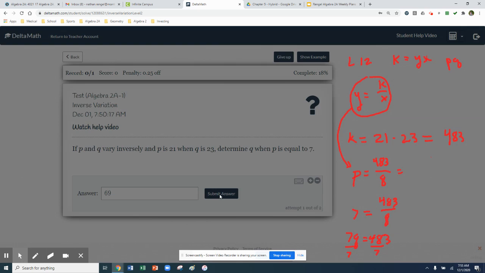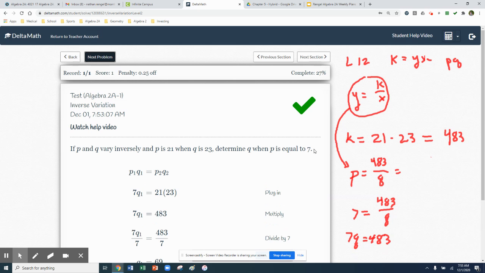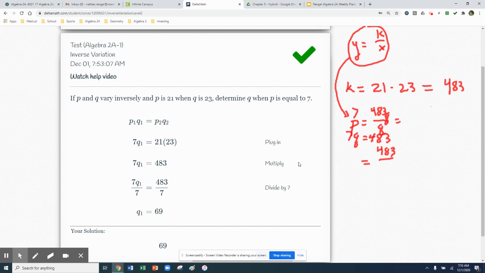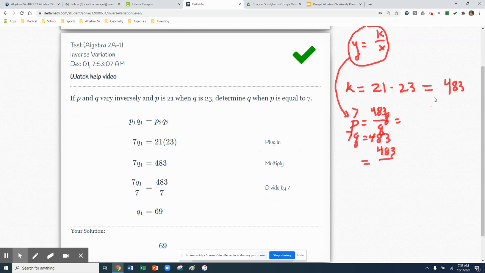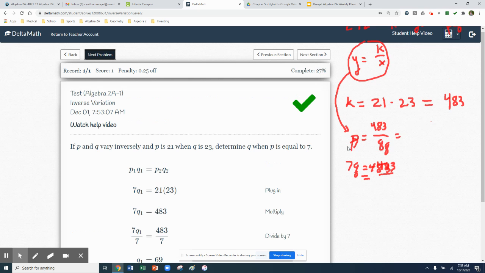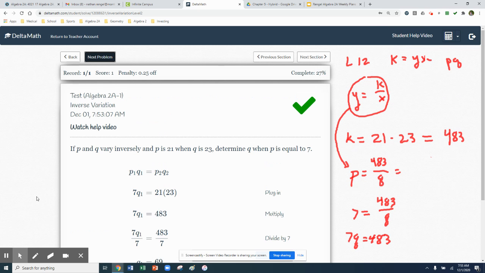Okay. And they're going to give you an example too. They're going to use proportions, kind of a proportion style, so you can use that as well. And there's also a help video to help you through that as you want to work through it. But either way, you're going to take p times q in order to find the constant. And then once you know the constant, you can set up your own equation, and that equation can be used to solve any type of problem that you need. All right, let's get this one erased.